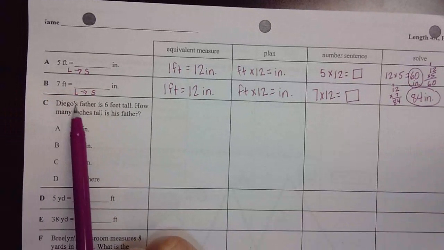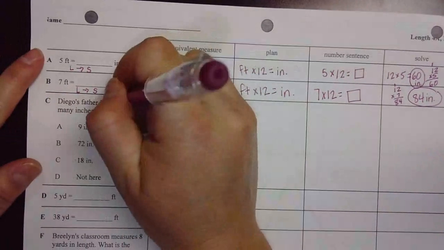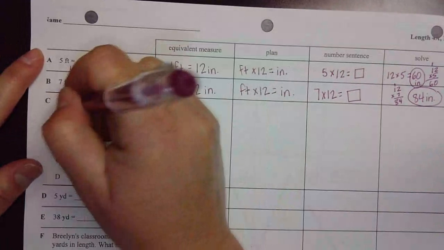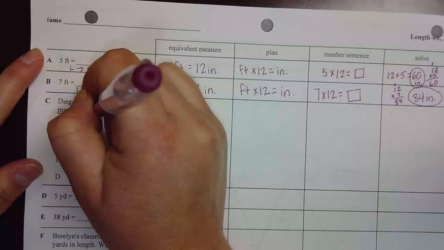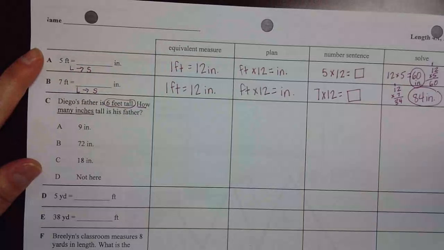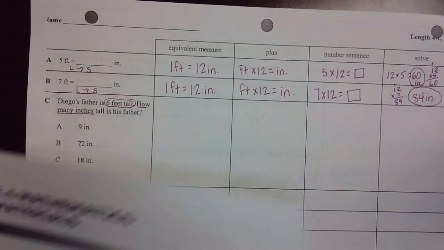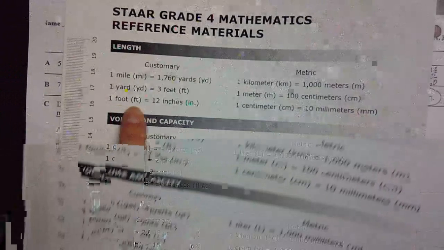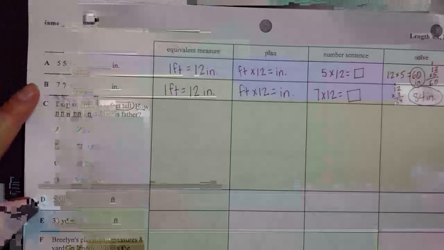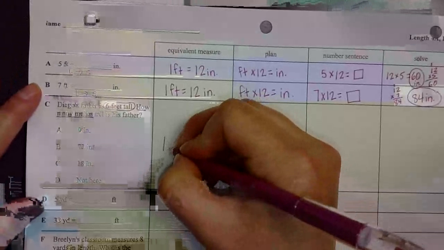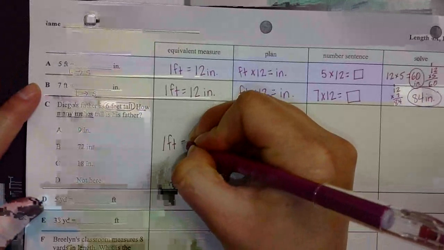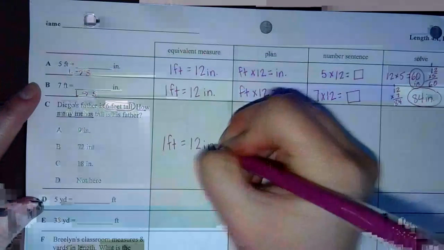Ooh, they put it in a word problem for us. Now, it says Diego's father is 6 feet tall. How many inches tall is his father? So we're going from feet to inches. So again, I know that 1 foot is equal to 12 inches.